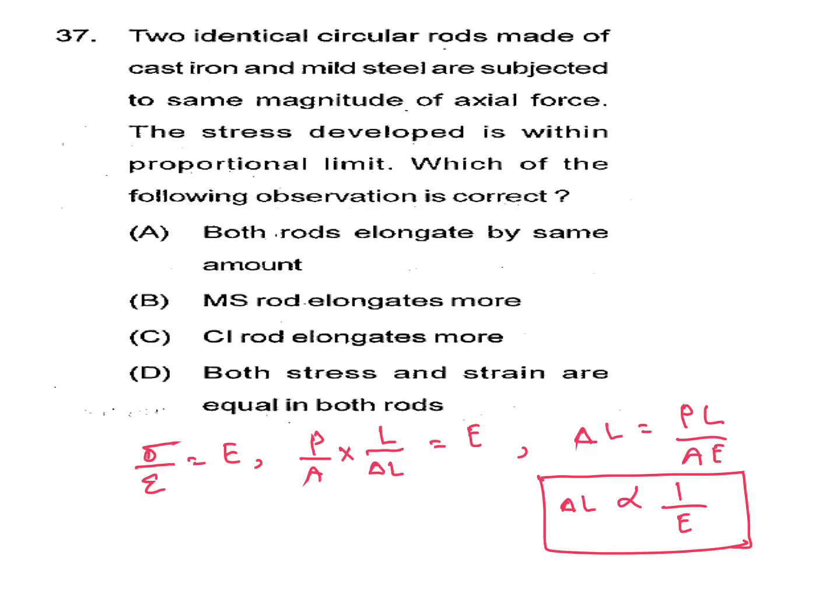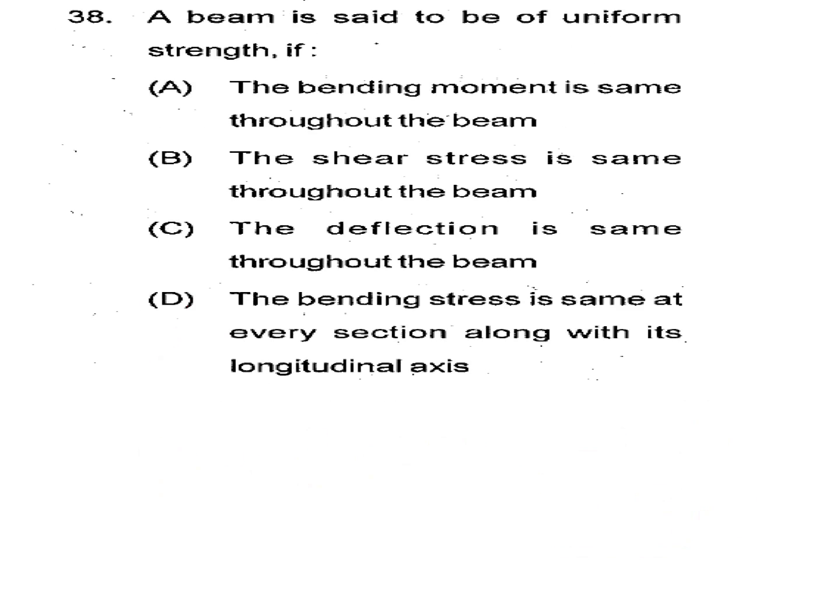A beam is said to be of uniform strength if, this is so many times asked in IAS, ISRO also asked, for PSU also this is very very important. A beam of uniform strength. A. The bending moment is same throughout the beam. B. The shear stress is same throughout the beam. C. The deflection is same throughout the beam. D. The bending stress is same at every section along its longitudinal axis. This is the answer.